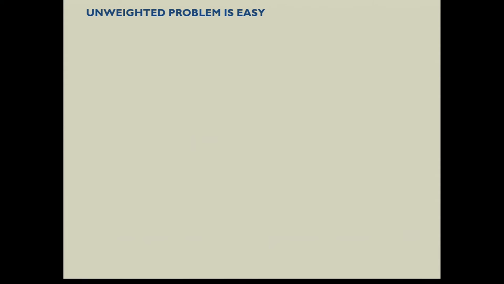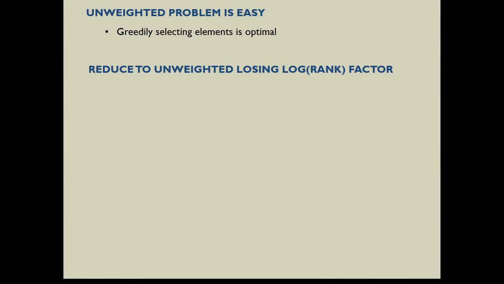First, I hope to be able to convince you that the unweighted problem is easy. If all elements have the same weight, I just greedily accept. The greedy algorithm gives me optimal. Think about if I only have to accept k out of n secretaries and they all have the same value: take the first k ones. This works for any matroid. So the unweighted problem is pretty easy. But now I can reduce the weighted to the unweighted case by losing a log rank factor.